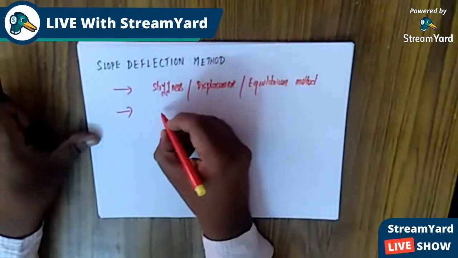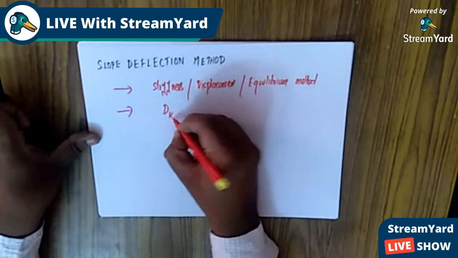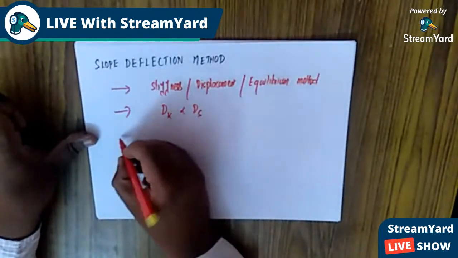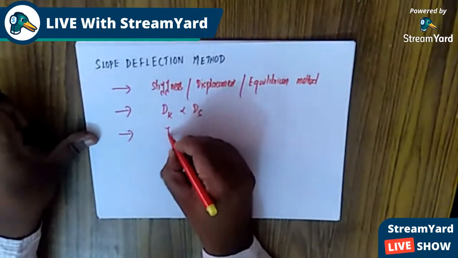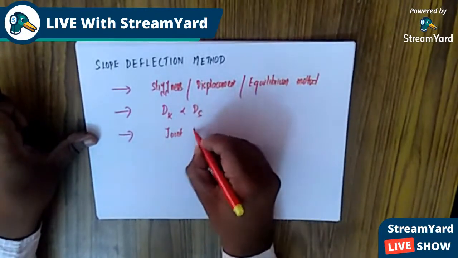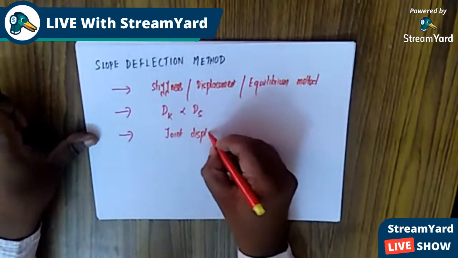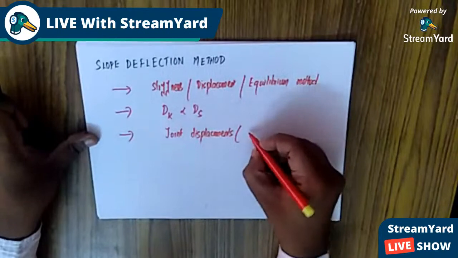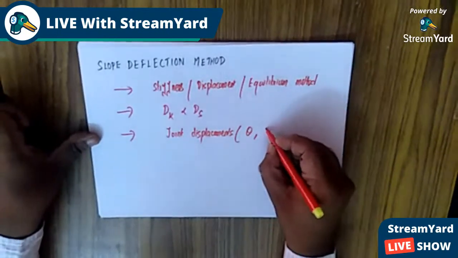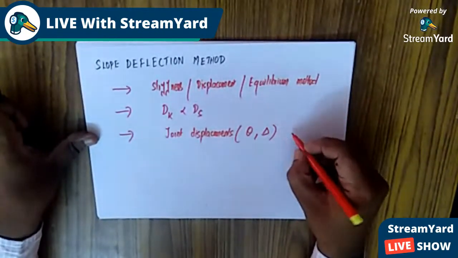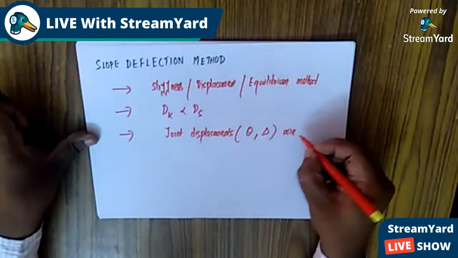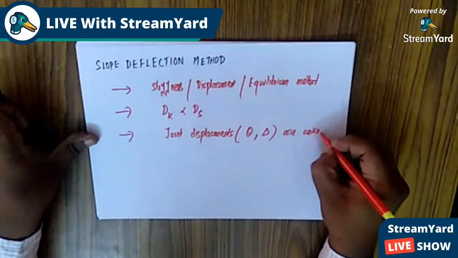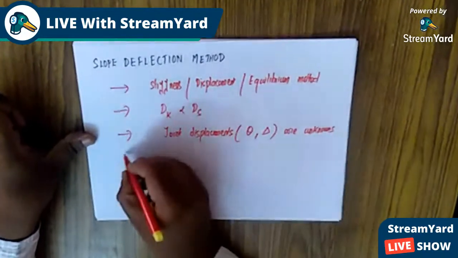This method is suitable when the degree of kinematic indeterminacy is less than the degree of static indeterminacy. Basically, in this method, the joint displacements, which are the slope theta and the deflection delta, are taken as unknowns, and using these two unknowns the forces are found out.